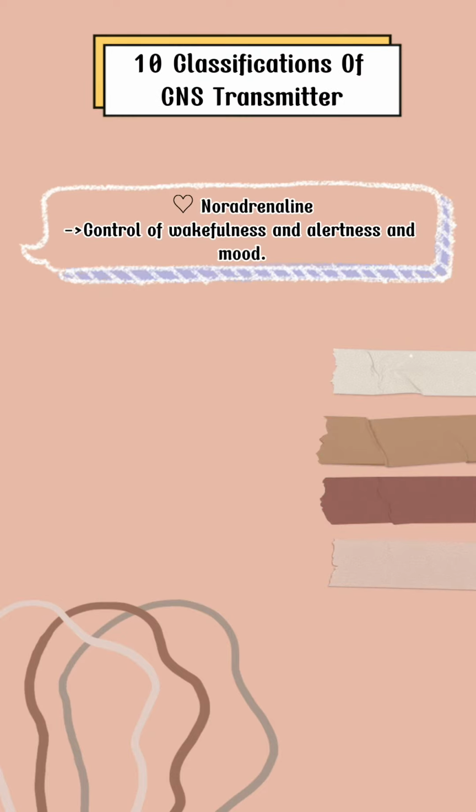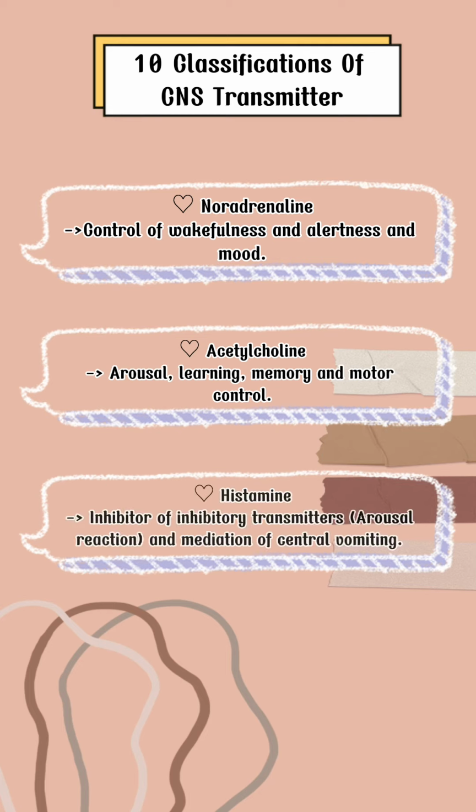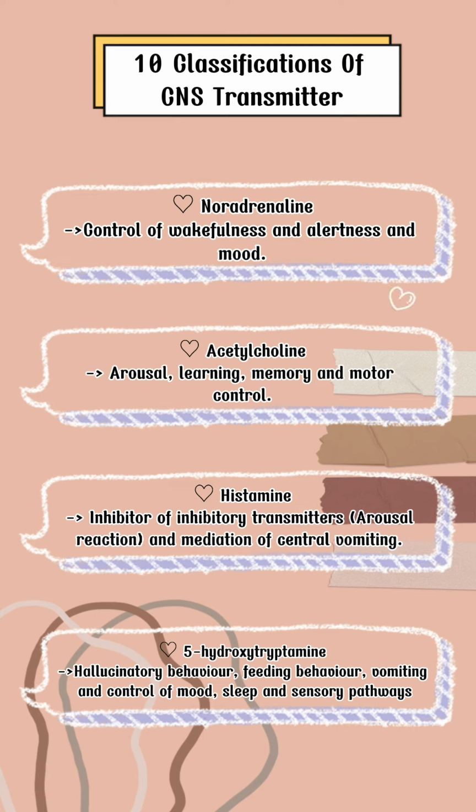Noradrenaline controls wakefulness, alertness, and mood. Acetylcholine is for arousal, learning, memory, and motor control. Histamine is for the arousal reaction and mediation of central vomiting. 5-hydroxytryptamine is for hallucinatory behavior, feeding behavior, vomiting, and control of mood, sleep, and sensory pathways.